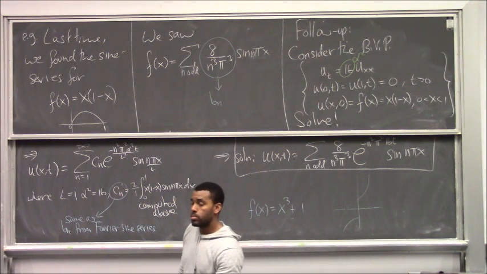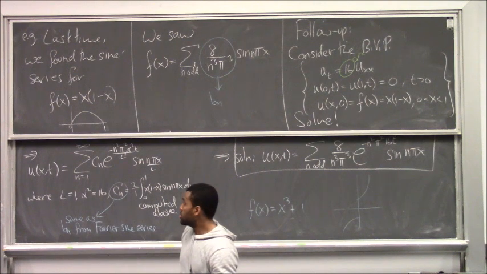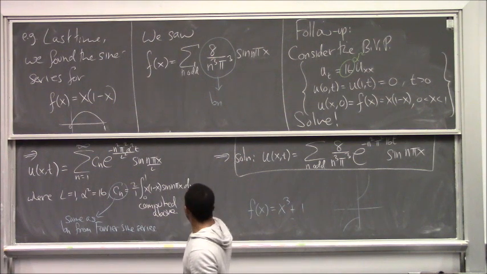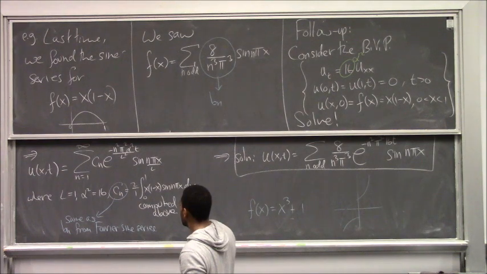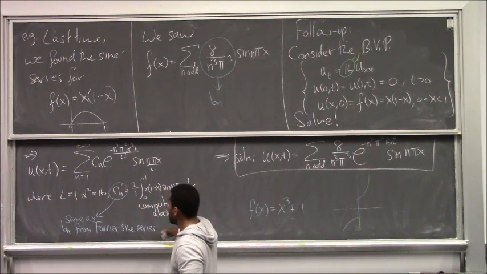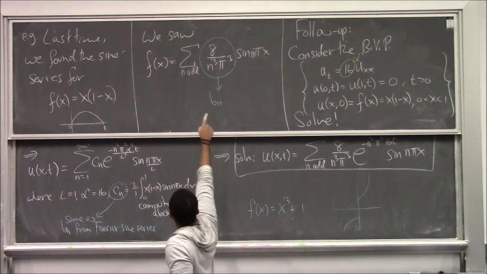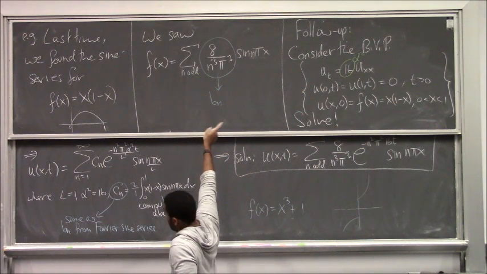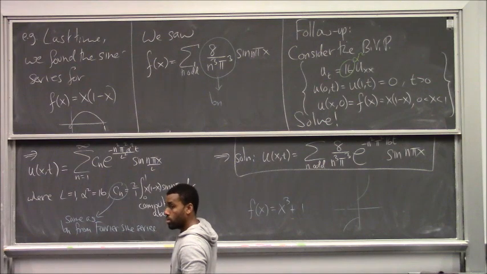So Cn here is equal to a over n cubed pi cubed. Cn is equal to what? A over n cubed pi cubed. Yeah, Cn is the same as Bn from the Fourier sine series, which is 8 over n cubed pi cubed, because we found that last time.